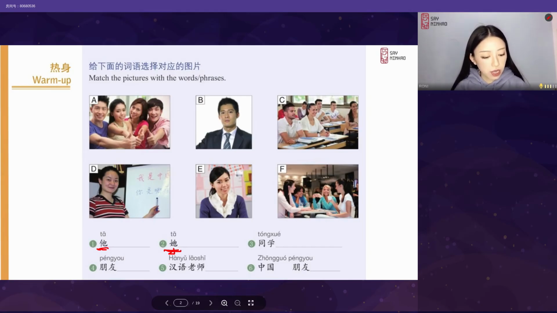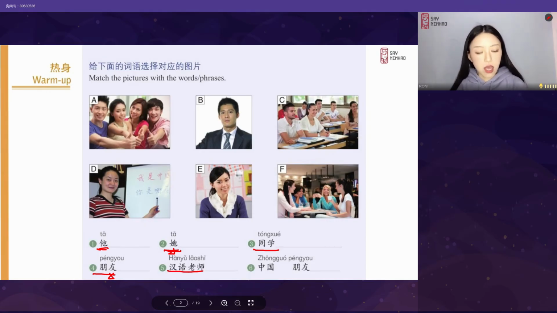The next word is 同学, read after me please. 同学, it means classmate. Okay, next one is 朋友. And the second character, 友, is neutral tone, so we should read it soft and quick. Okay, read after me please. 朋友, it means friend.